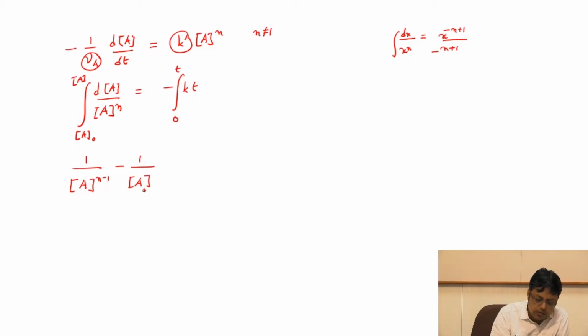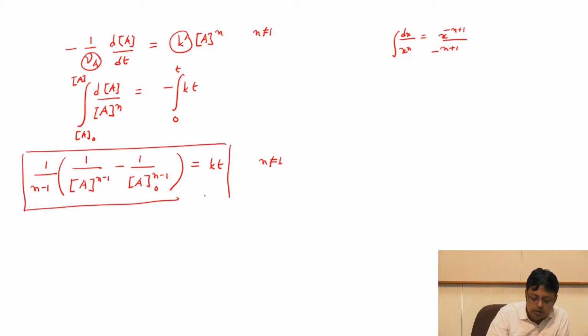We are writing a0 like this, to the power n minus 1. That will be, or we can also write it as 1 over n minus 1 here. That will be equal to kt. Of course, this is true for n not equal to 1. This is true for any order reaction, like second order, third order, or fourth order, provided the rate is dependent only on one species, which means the molecularity is only 1.